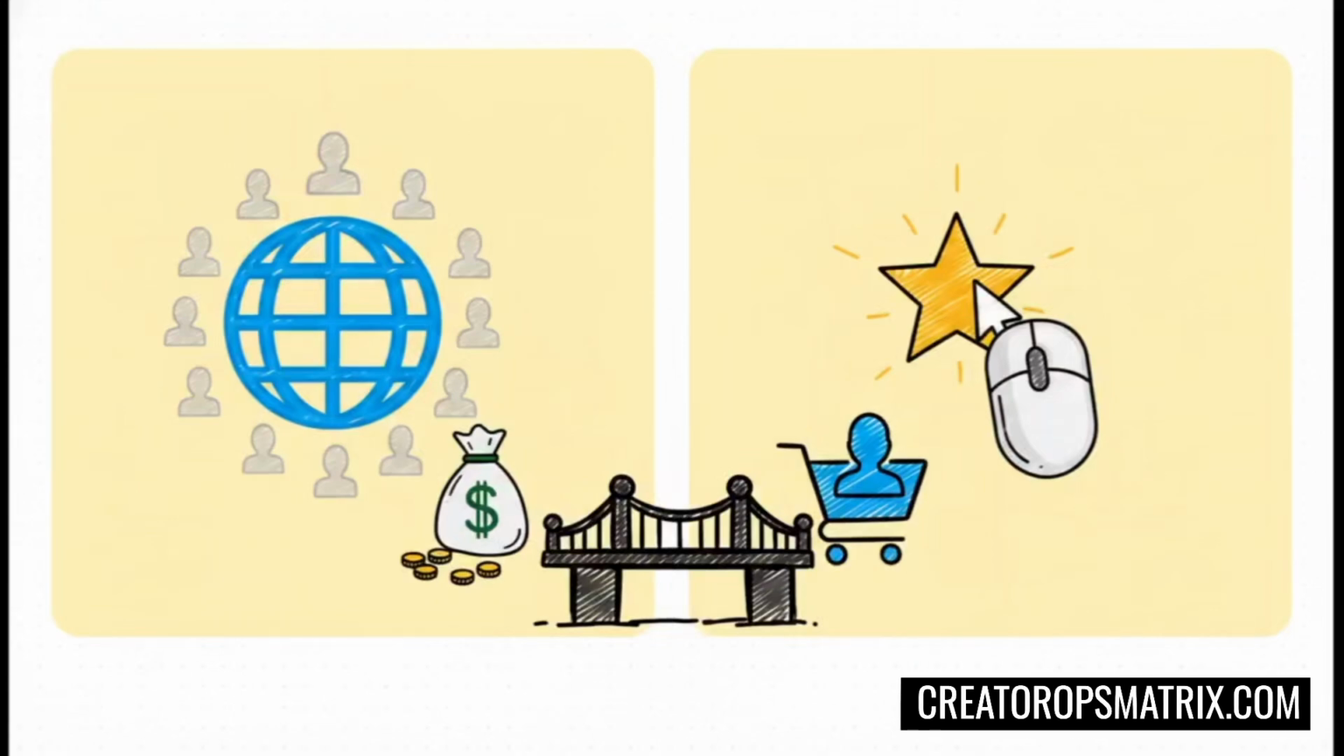The FBP, the Facebook Browser ID, is auto-generated by the base pixel for every single visitor. That part is easy. But the FBC, the Facebook Click ID, only generates when a user physically clicks an advertisement. It's the direct bridge between an ad dollar spent and a customer acquired.